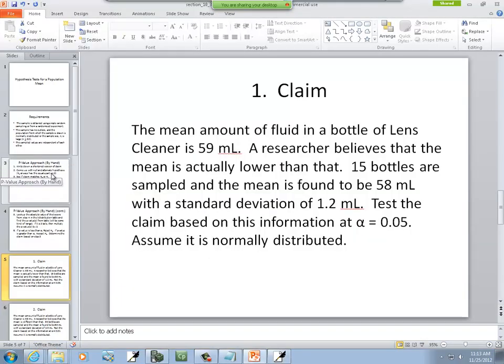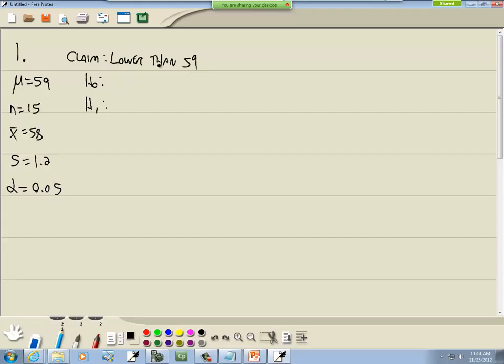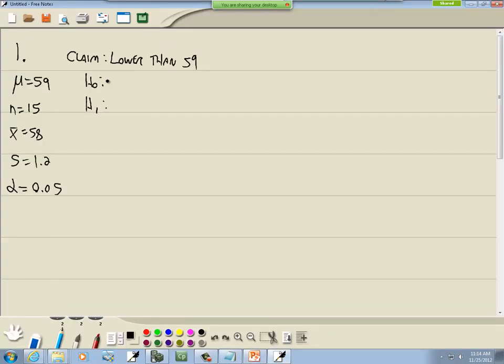Now if we go back up to our steps, step 1, write down a shortened version of the claim. Well, we did that. Step 2, come up with a null and alternate hypothesis. H naught always has the equal part on it. Well, we're talking about the mean, so this would be mu. Lower than is a less than symbol, so that's going to go here. If that's less than, this has to be greater than or equal to.